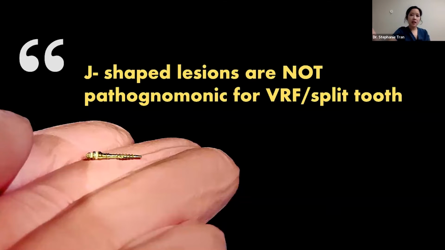Now, one big takeaway that I always like to talk about in any discussion when it comes to CTs or 2D radiography is to try to keep in mind that J-shaped lesions are not pathognomonic for vertical root fractures or split teeth. That means that just because a lesion is shaped a certain way doesn't mean it always means it's a fracture. I'm going to be discussing a little bit about the lesions, how we understand and read them, as well as how to diagnose them better. But it's just something we want to keep in mind.